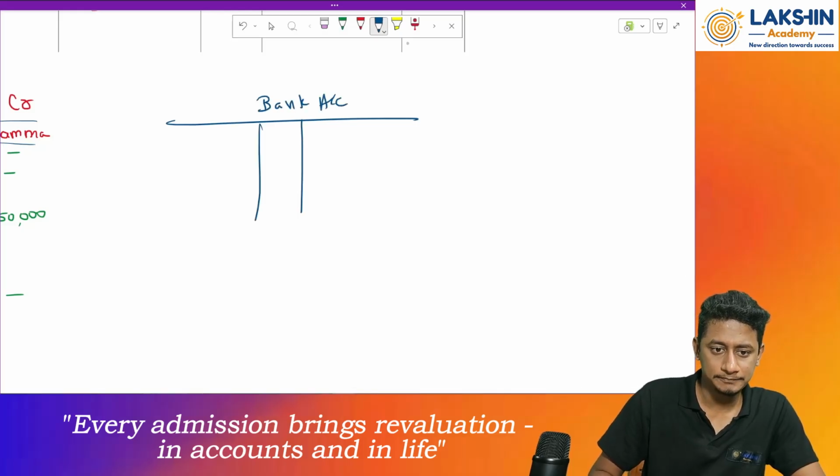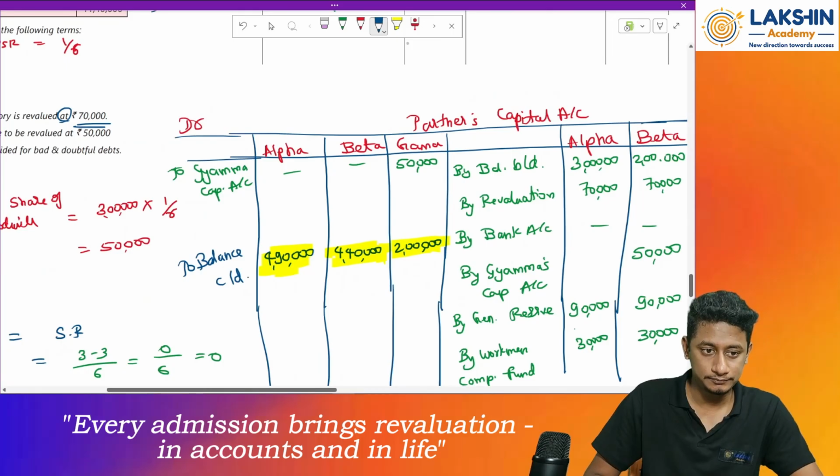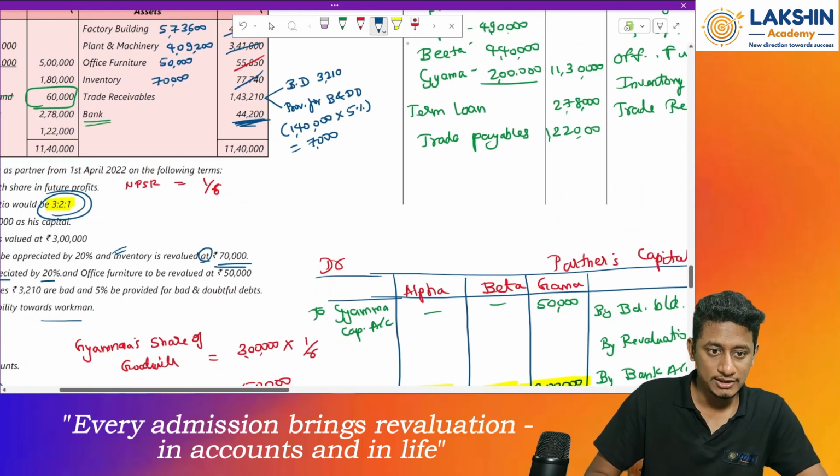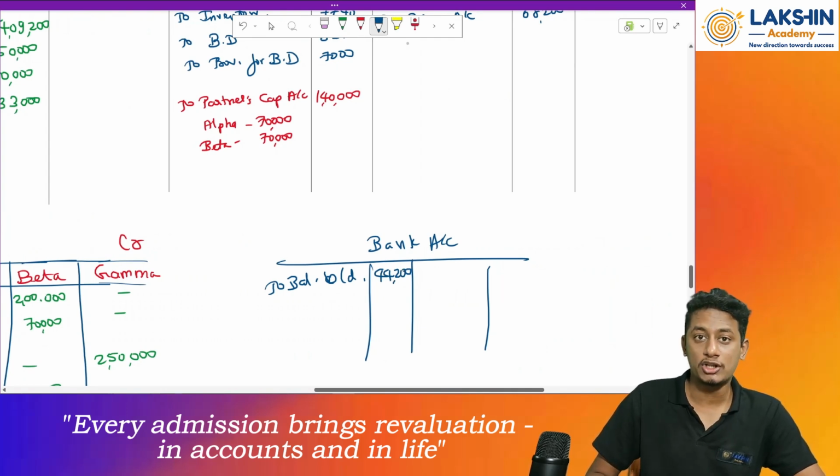Bank account. The opening balance of bank will be on the debit side. So, to balance brought down. Rupees how much? Rupees 44,200. Any other debits or credits?